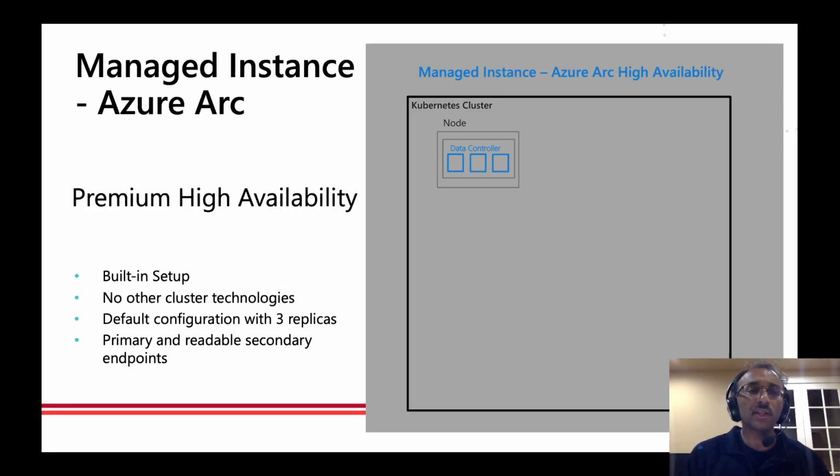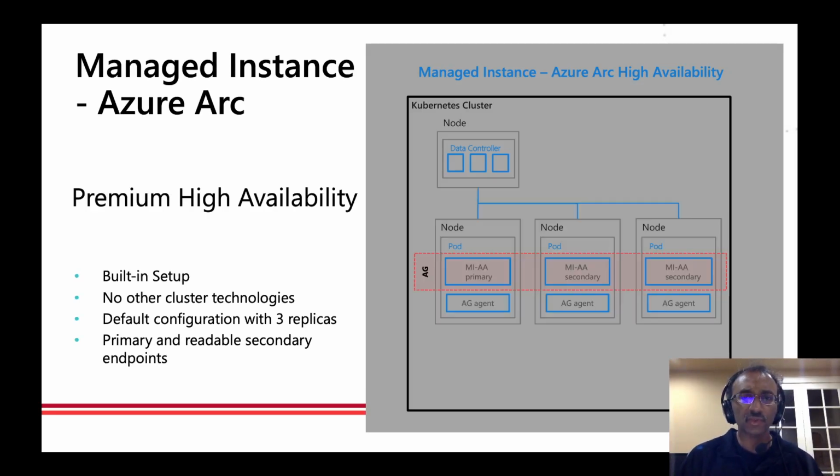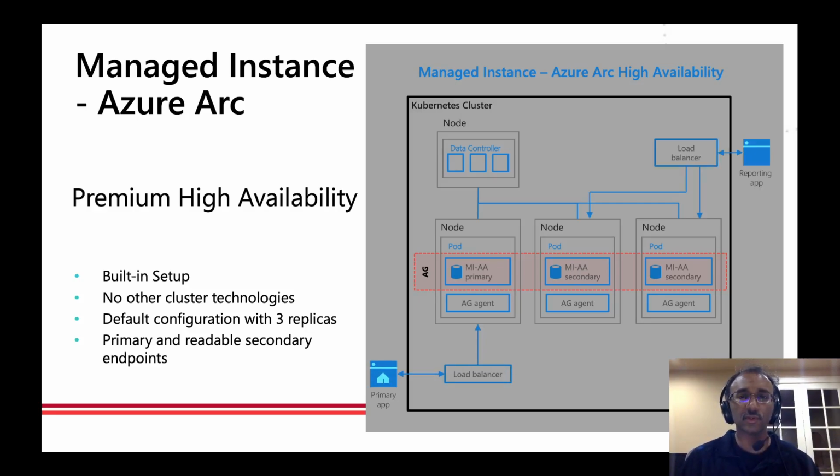The other capability is what we call premium HA. In this case, it's the same thing. We'll have many instances deployed, but we'll set up an availability group across these instances, right? And in this case, it's an availability group on top of Kubernetes. So we'll have a service created for your primary applications, and we'll also have a service created for your reporting applications, your readable secondary, right?